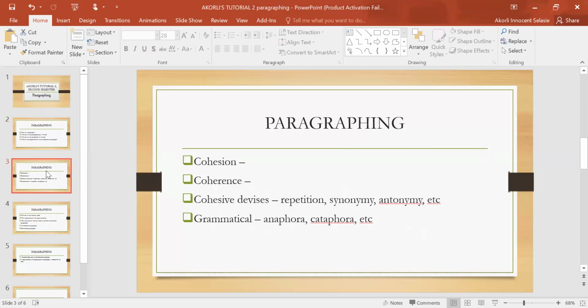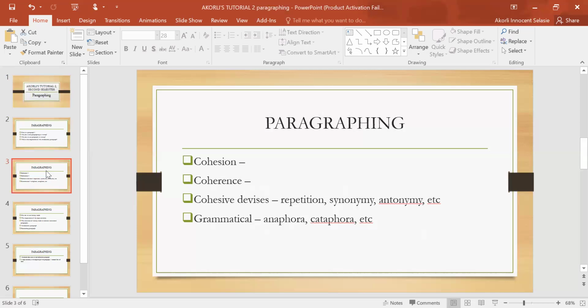Talking about the paragraph, let's look at the internal constituents. When you see a paragraph and you begin to read it, you probably may see a topic sentence. The topic sentence actually helps to define the scope of whatever you're writing.